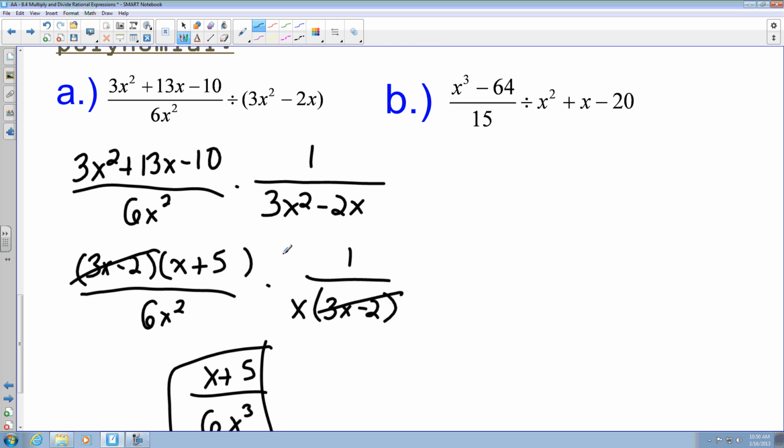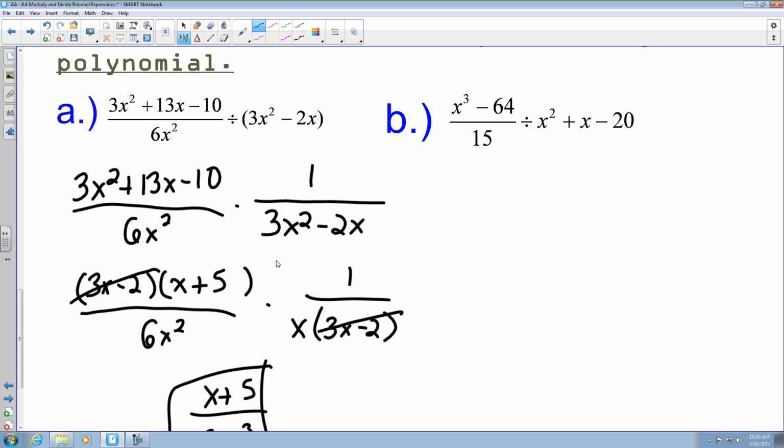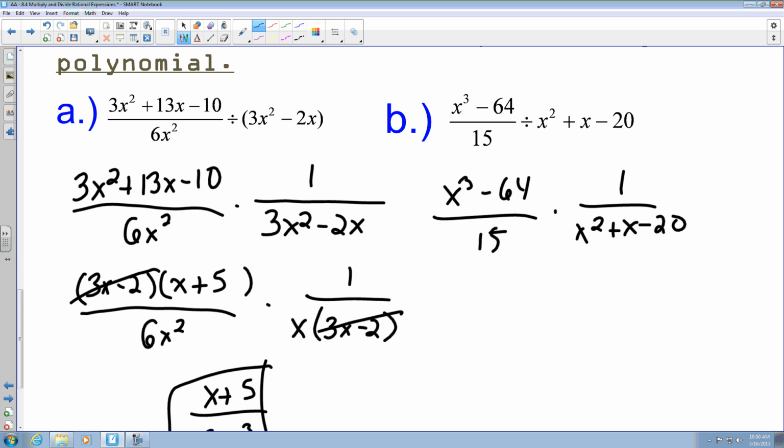Okay. Last one. I have x cubed minus 64 divided by 15, all of which is divided by x squared plus x minus 20. Now, let's just rewrite this. I'm going to go x cubed minus 64 divided by 15, multiplied by 1 divided by x squared plus x minus 20.